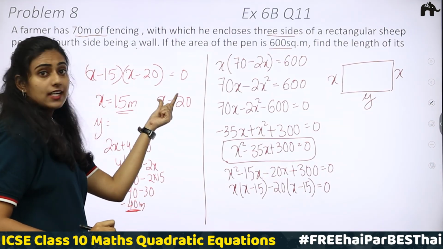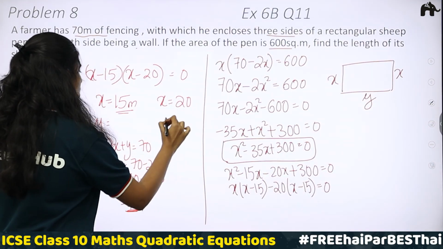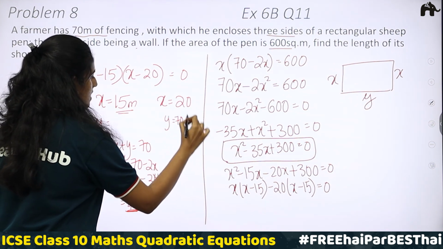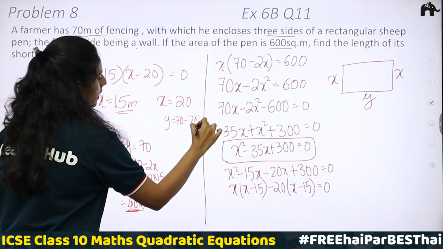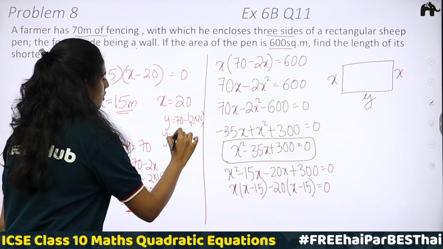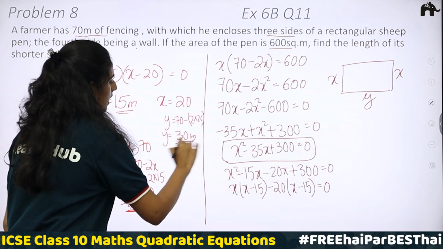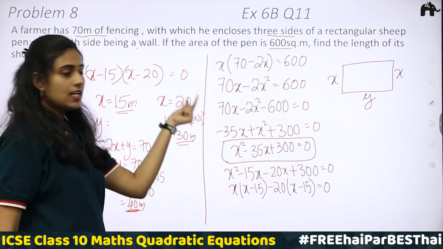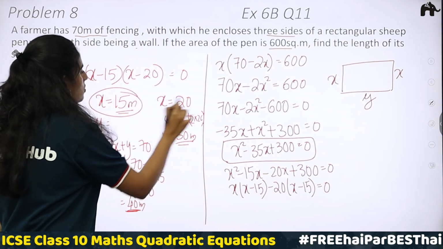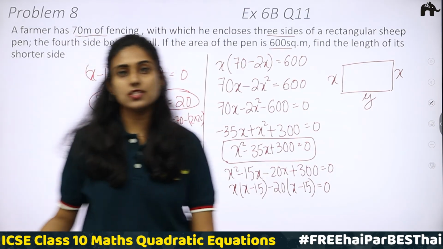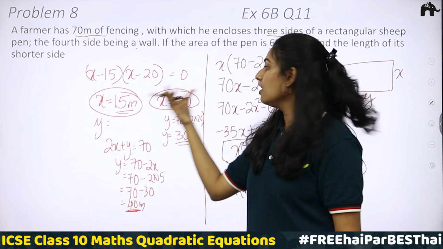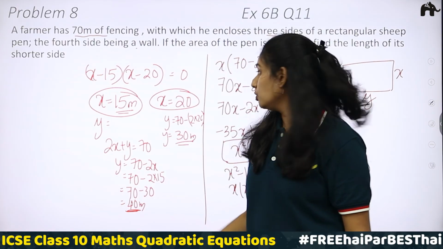If the shorter side is 20 meter, then the longer side y will be equal to 70 minus 2 into 20. 2 into 20 is 40. 70 minus 40 is 30 meter. Okay. If the shorter side is 20, then the longer side will be 30 meter. So, we have to check if these two values are acceptable. That is, the shorter side can be 15 or the shorter side can be 20 meters.